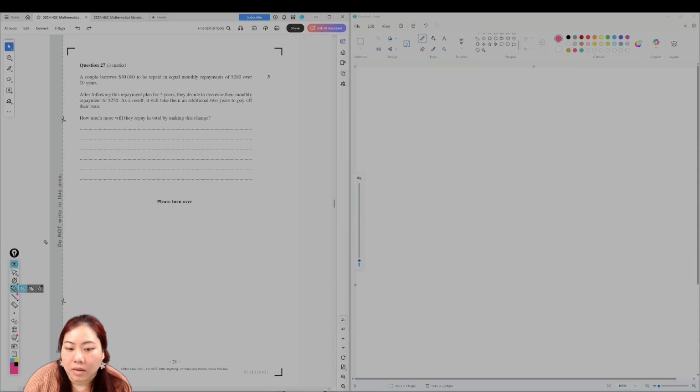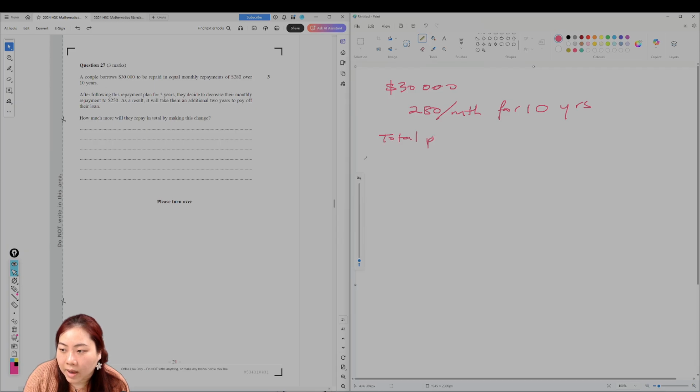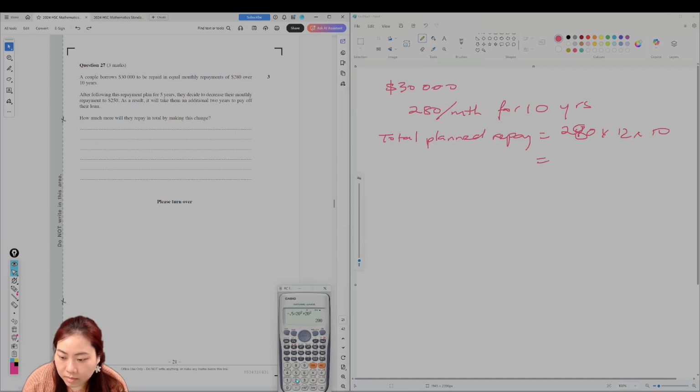Alright. Let's see. Borrows $30,000 to be repaid in equal monthly repayments of $280 per month over 10 years. So how much would that be total planned repayment? It's 280 times 12 times 10. So they were planning to repay $33,600.